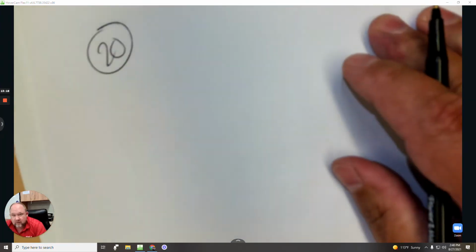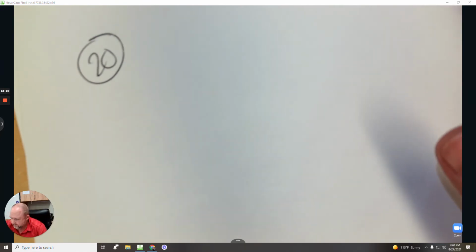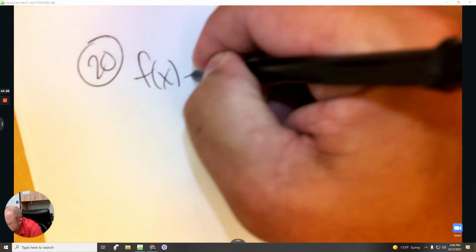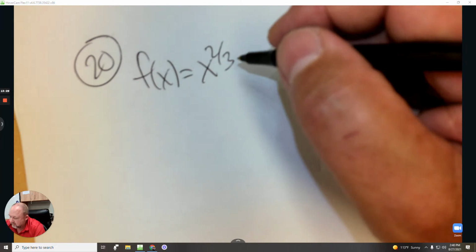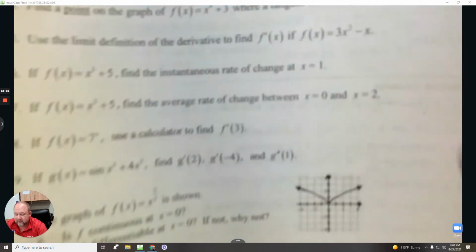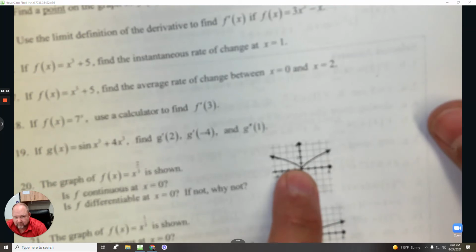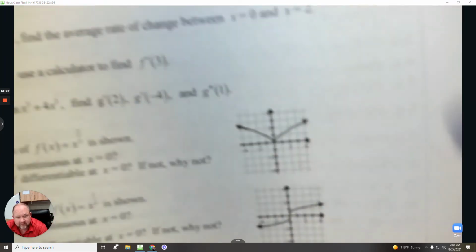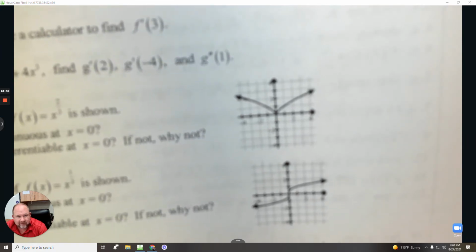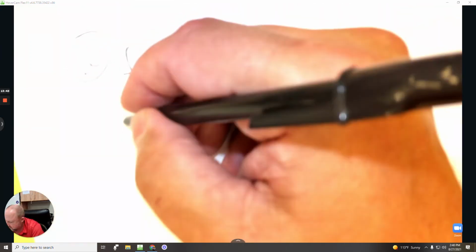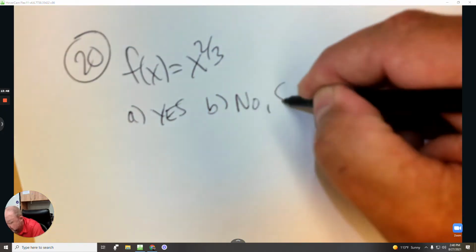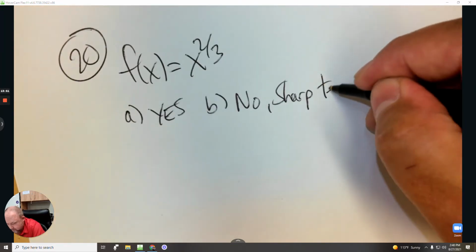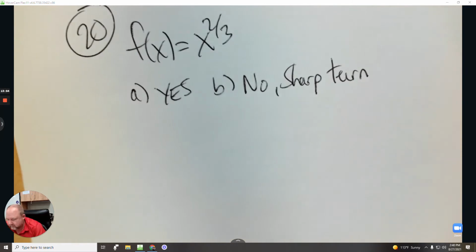Number 20. So looking off the graph, let me show it to you. Is f continuous here? Yes. So it's continuous at 0. There's no breaks or holes or nothing. So at 0 it is continuous even if it's not focused in. And then B, is it differentiable? And the answer is no, because of a sharp turn. So it's not differentiable, but it is continuous.